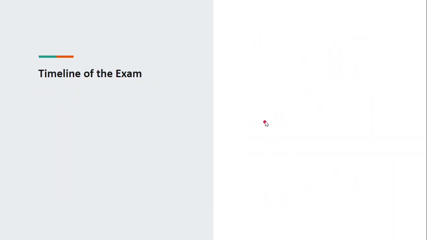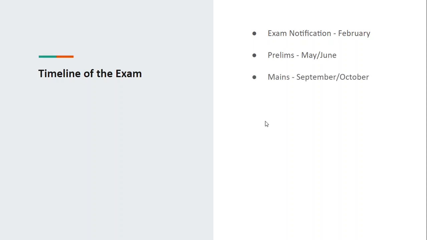Now let's talk about the timeline of this examination. UPSC publishes the exam notification generally in February, and the prelims exam will be conducted in May or June. UPSC takes around 1 month to publish the results of the prelims examination, and after that we have the mains in September or October, and the results of the mains are generally published in December. After that we have the interview, which is in February or March of the next year, and final results will be published in April of the next year.